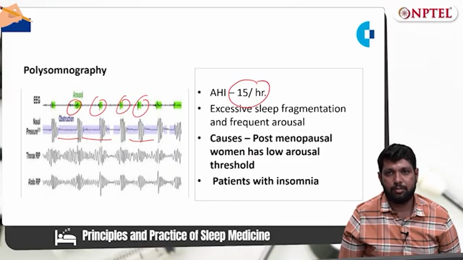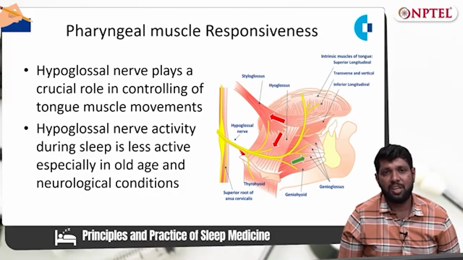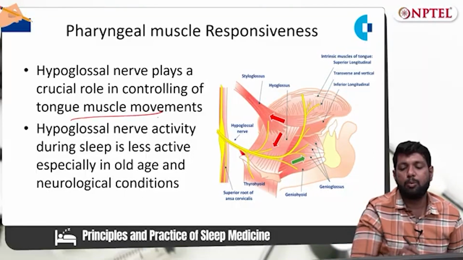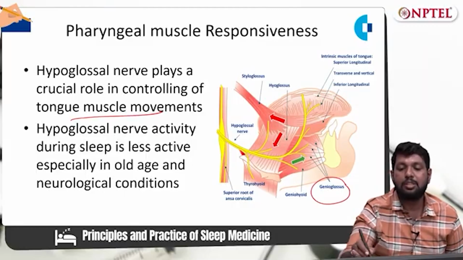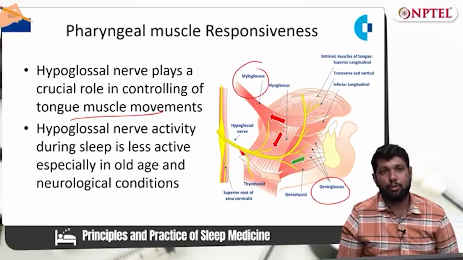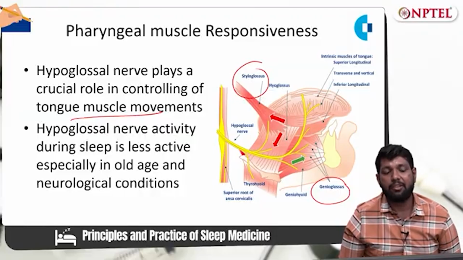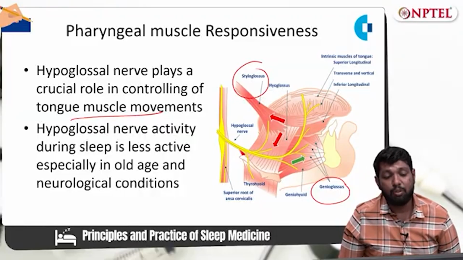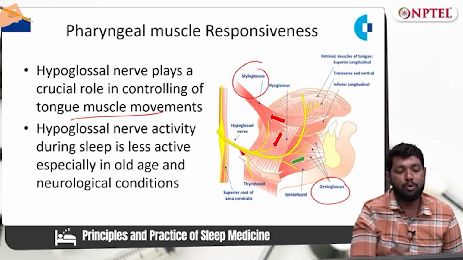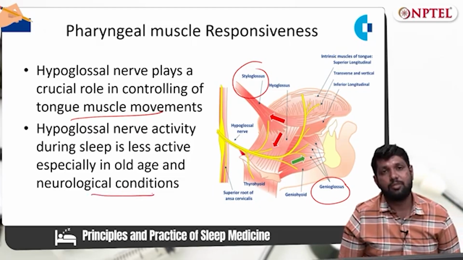The fourth important physiological trait is pharyngeal muscle responsiveness. You know, the hypoglossal nerve is crucial in controlling tongue muscle movement, especially the genioglossus and styloglossus. The hypoglossal nerve activity during sleep is less active, especially in old age and neurological conditions, which will further trigger the OSA symptoms.